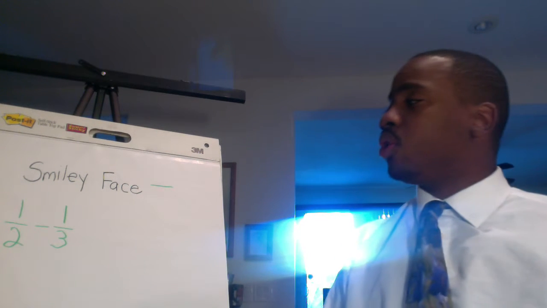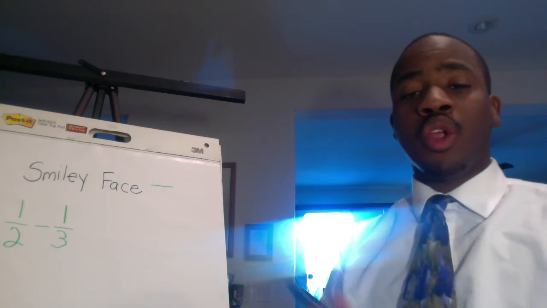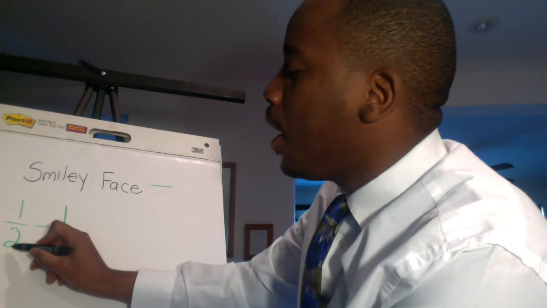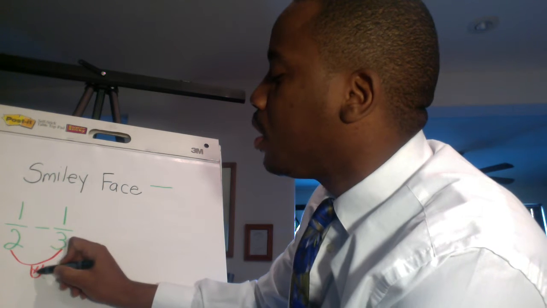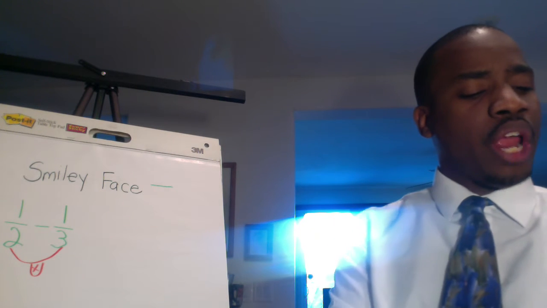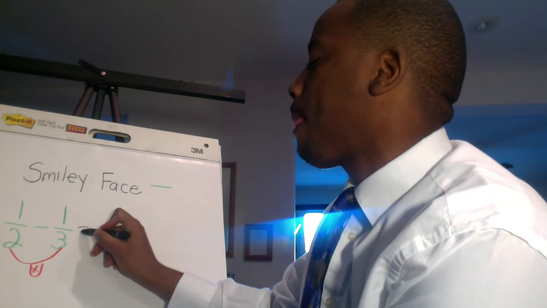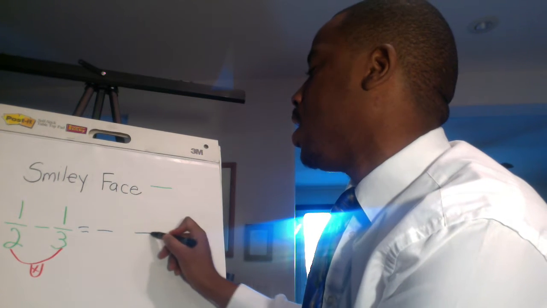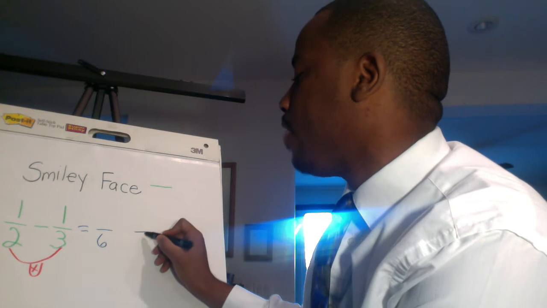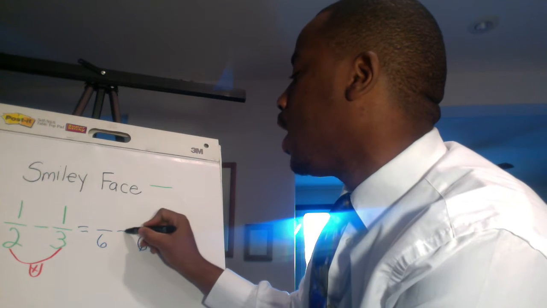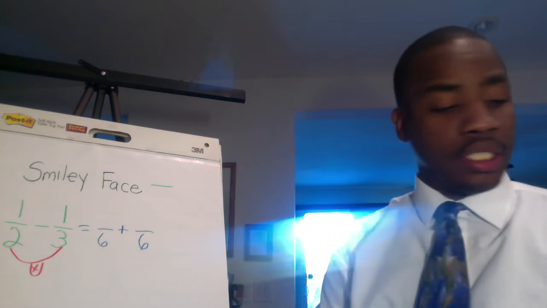And nothing changes when you're doing subtraction with the smiley face method. Everything stays the same. You're going to start with your mouth and your tongue by multiplying. This allows you to create your new fraction. And we know that 2 times 3 is 6. And that repeats for both fractions. And now that we have our mouth and we have our nose, we have to create our eyes.